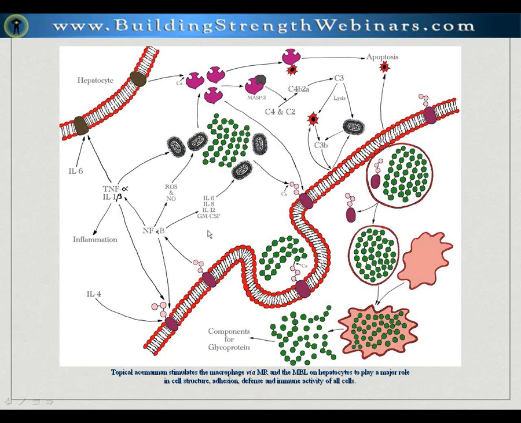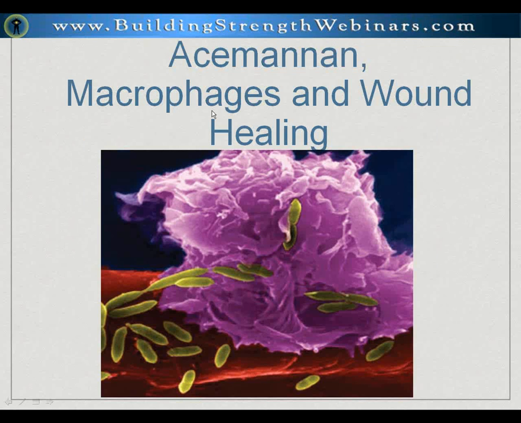Okay, again, the take-home message from this is acemannan is like mushrooms and other polysaccharides that have been known to stimulate the immune system. Normally, when you eat these, you're going to get some microorganism with it, and this turns your whole immune system on and buzzes it up. So if you just take acemannan, you get your immune system really buzzed up. It becomes optimal. Then we'll look at macrophages and wound healing.